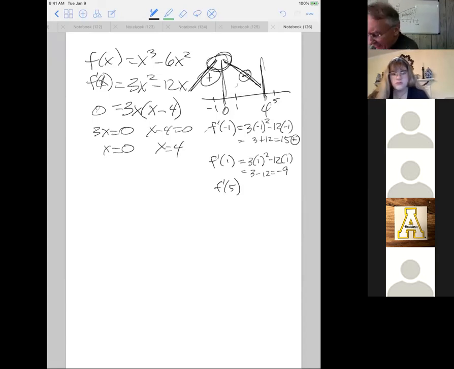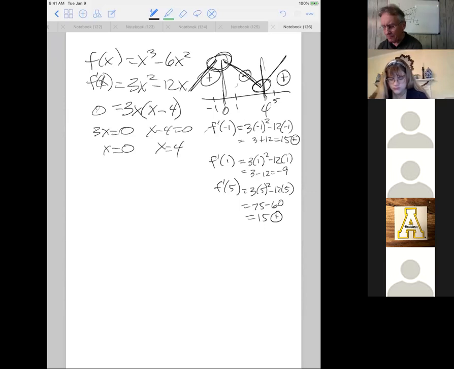And then for 5, we've got 3 times 5 squared minus 12 times 5, which gives us 75 minus 60 equals 15. Positive. That's positive here, going up. Therefore, this is a min because they meet down there. It changes from up to down to up. Both of them are maxes and mins, okay? What we're trying to answer is, is it a local max or local min?